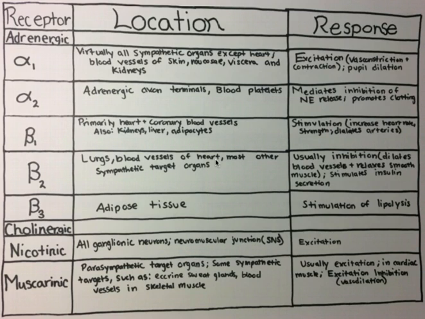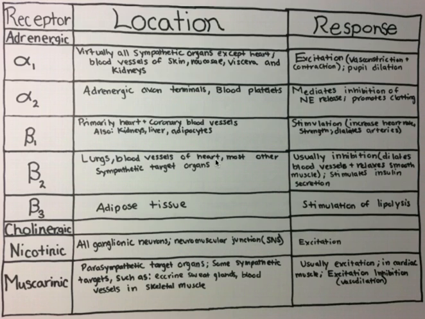Next, we have the receptors. The first being adrenergic, which is affected by norepinephrine, and it includes alpha 1, which is virtually all sympathetic organs except the heart, and its response is excitation and pupil dilation. Next is alpha 2, which is located in blood platelets, and its response is it promotes clotting. After that is beta 1, which is primarily heart and coronary blood vessels, and its response is stimulation, increasing heart rate, strength, and dilates arteries.